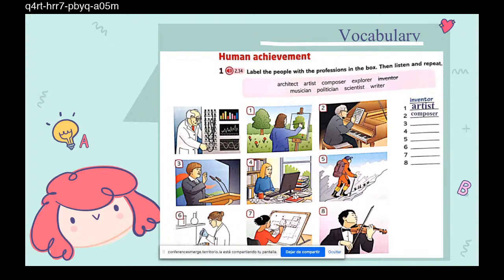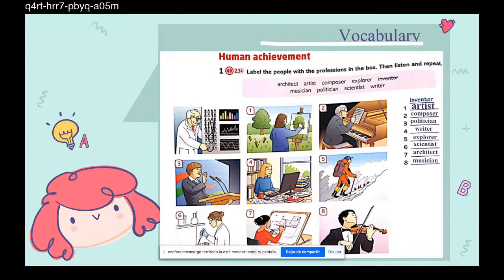The number three is politician. The number four is writer. The number five is explorer. The number six is a scientist. The number seven is an architect. And the number eight is a musician, right? These are the professions for our first activity, in which we are going to write the correct one.